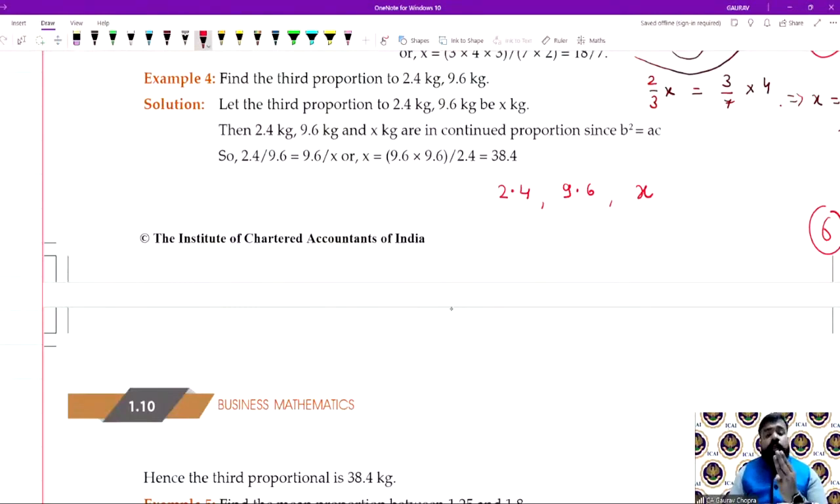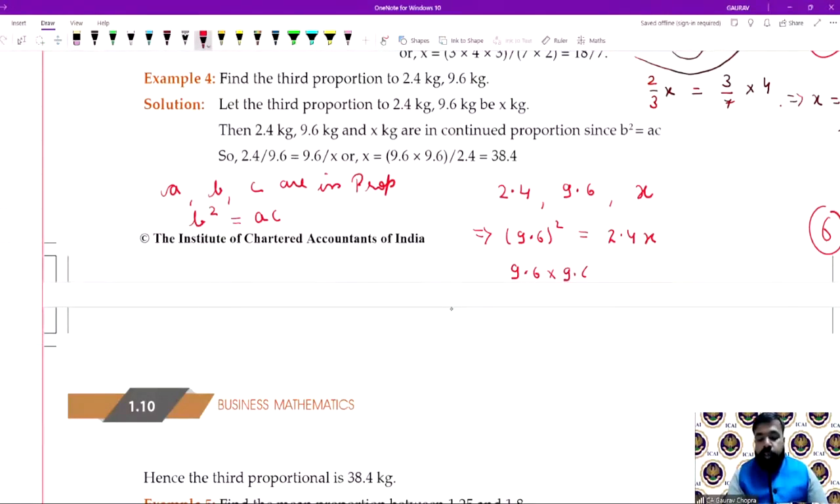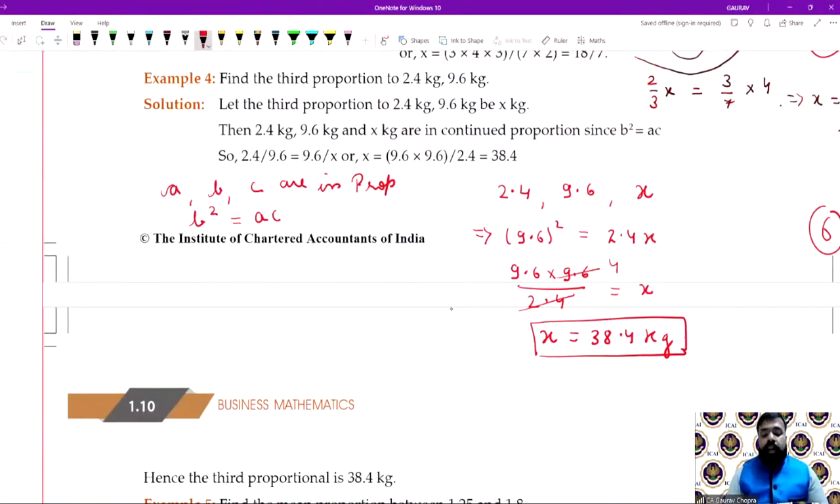Now, whenever there are 3 values in proportion, what is the formula? We have read that if A, B, and C are in proportion, this means that B square is equal to AC. So we can apply this here. 9.6 square is equal to 2.4x. So what we are getting? x equals 9.6 into 9.6 upon 2.4. On solving this, we can get the result. So we have cancelled with 2.4. And now 9.6 multiplied by 4. So x equals 38.4 and the unit is kilograms. So in this way, we can calculate the value of the third proportional.